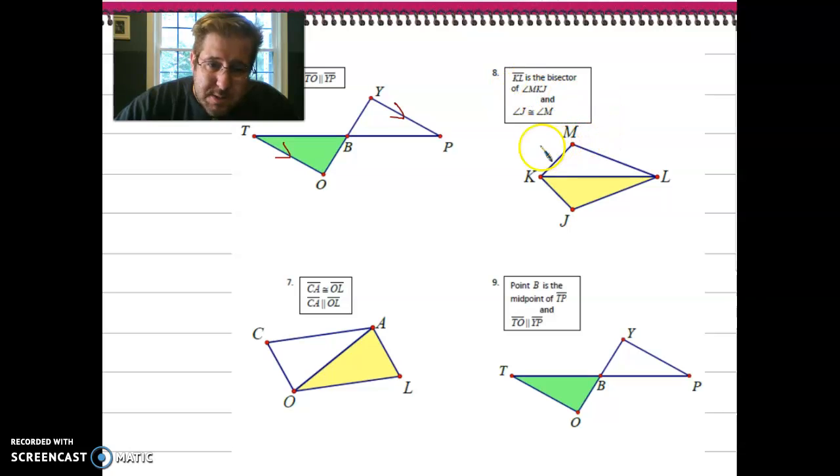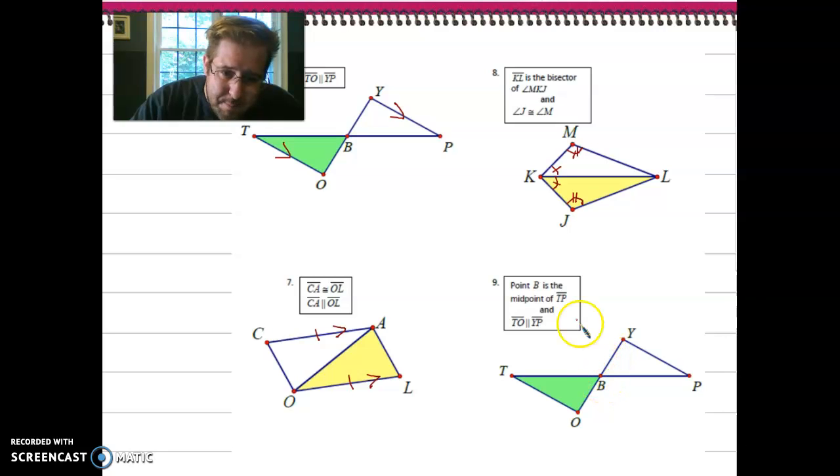KL is the bisector, splits it out in half. So this is the bisector of MKJ. Well, MKJ is this angle. So that means this side and this side must be the same. Angle J and M must be the same. 2 marks and 2 marks. There we go. Segment CA and OL are the same. Segment CA and OL are also parallel, so I'll just put parallel symbols on the same 2 sides as well, which can be done. So I've got the congruency markings, the notations inside the segments, and then the parallel lines.